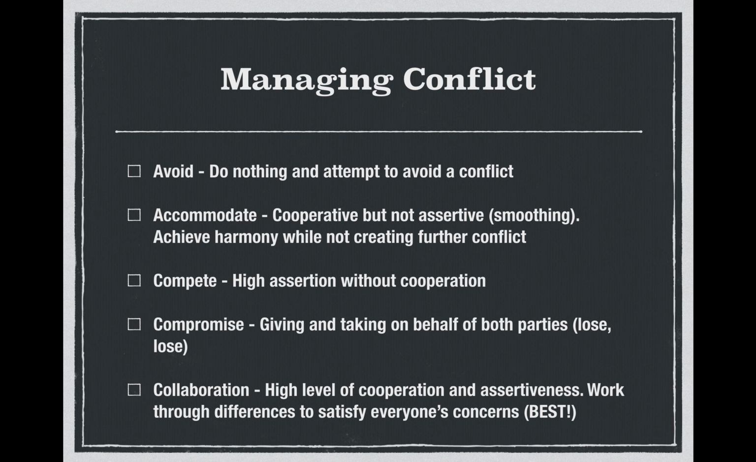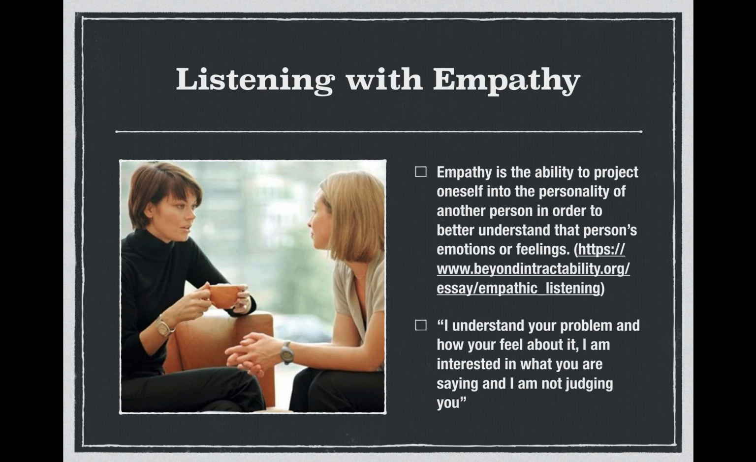And the last way to manage conflict is collaboration. So this is a high level of cooperation and assertiveness. You work through the differences to satisfy everyone's concerns. Obviously, this is the best way to deal with conflict. You get in a room, you hash it out, you say, hey, we've got a problem here, we're not agreeing. Let's talk about this for a bit until we can come to an agreement where everybody's happy with the solution.